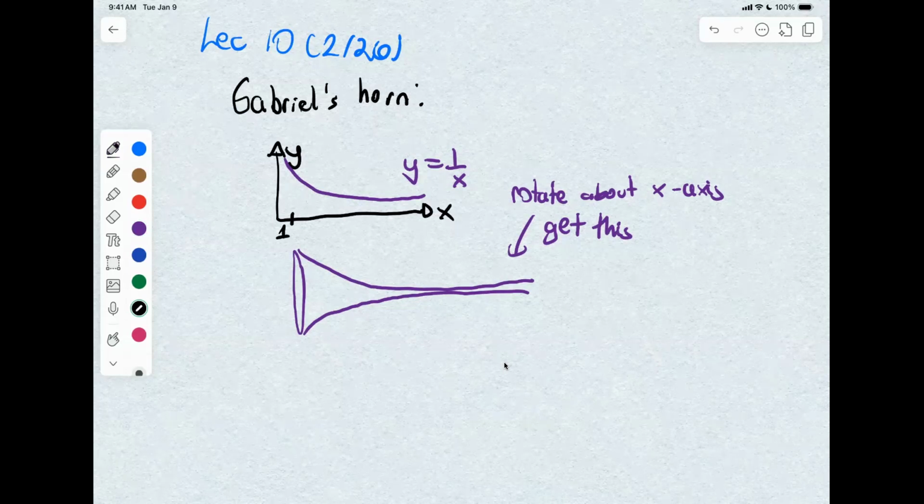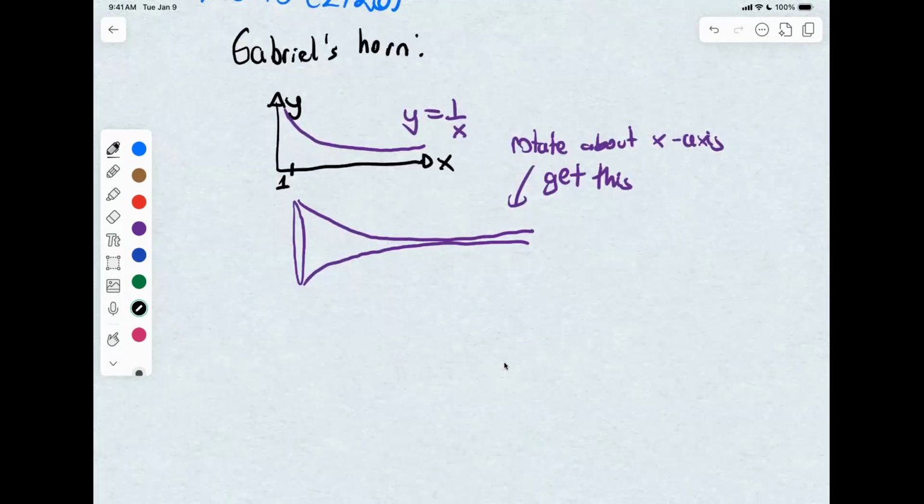What's nice about this problem is that it also combines with some of the previous stuff that we did before, like finding volumes and things like that. So it's a nice mix of improper integrals with volume problems. So what is the volume?